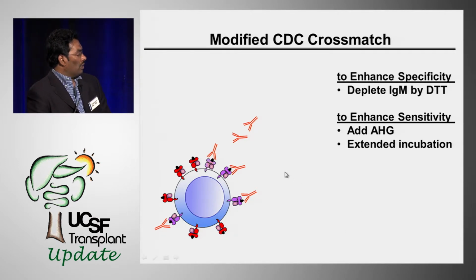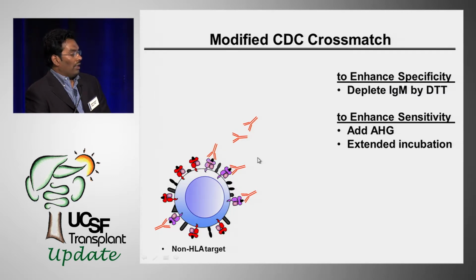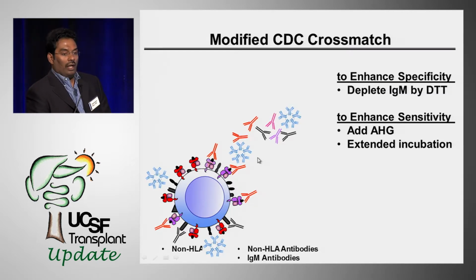If you look at the cells, they are not only expressing HLA molecules; they express a lot of other proteins. In the same way, the recipient serum not only has HLA antibodies, but also other antibodies, including IgM antibodies. The IgM antibodies can kill the cells because they can fix complement, but that is not clinically relevant. So people use a chemical, DTT, to deplete all these IgM antibodies, or they add anti-human globulin to enhance the sensitivity of the cross-match testing. But still, it is not good enough. There are still a lot of false positive and false reactive reactions.